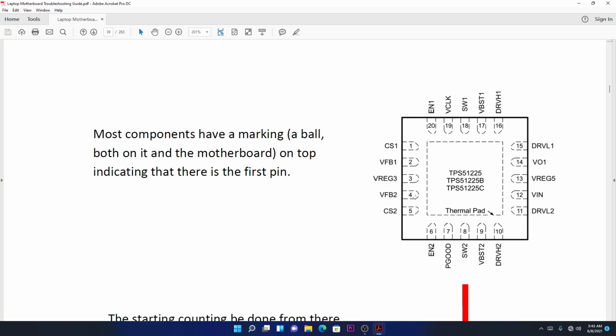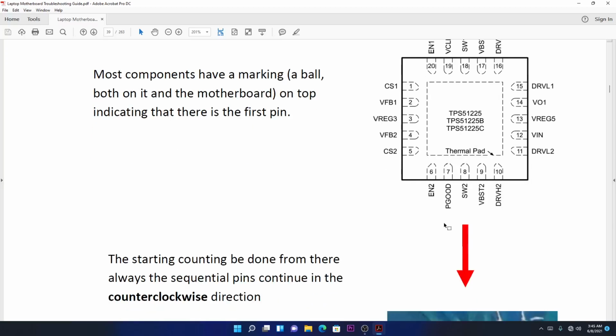And again, number 4, we have VFB2. It means voltage feedback number 2, for power rail number 2, meaning maybe power 2 is going to be 5 volts. Maybe pin number 1 is going to be 3.3 volts. When we are talking about 1, we are talking about the 3.3, and when we are talking about 2, we are talking about the 5 volts. CS2 is chip select for power rail 2, which in our example is 5 volts. And then we continue.